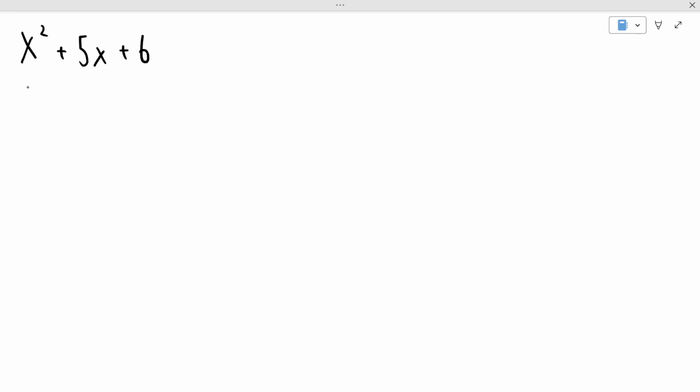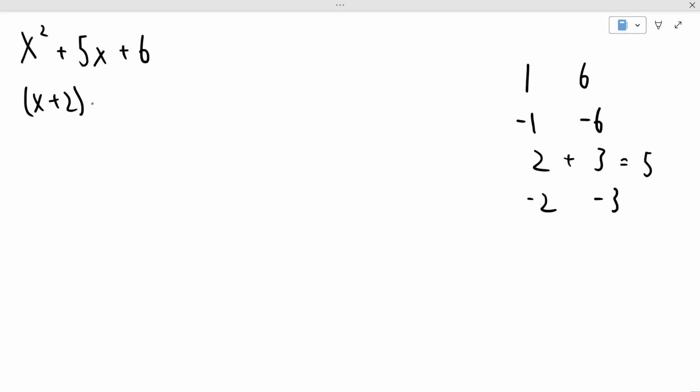Let's factor x squared plus 5x plus 6. So we need to find two numbers that multiply to the constant term 6 and add to the coefficient of the x term, which is 5. So the pairs of numbers that multiply to 6 are 1 and 6, -1 and -6, 2 and 3, and -2 and -3. Only 2 and 3 add up to 5. So these are the two numbers that we need to choose. Since a trinomial in this form can be factored as x plus the first number times x plus the second number, we can factor this as x plus 2 times x plus 3, and this is the answer.